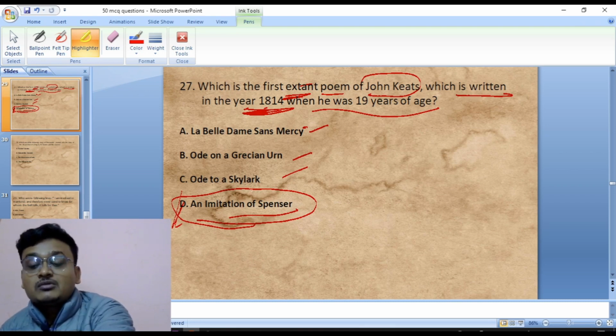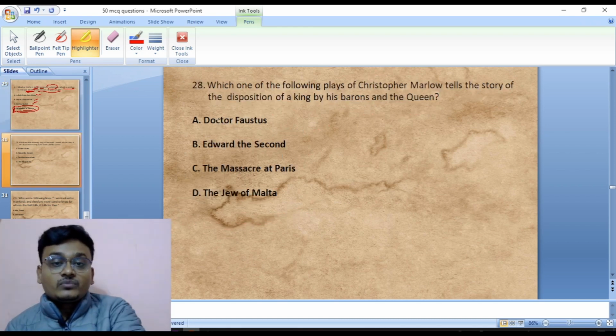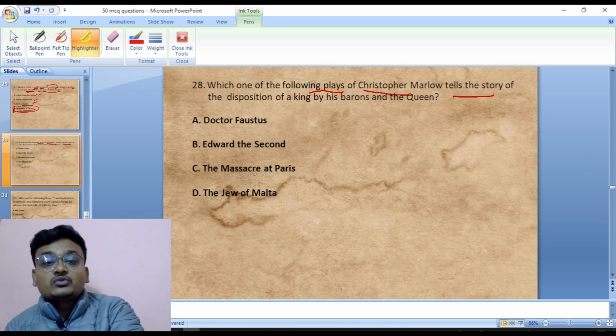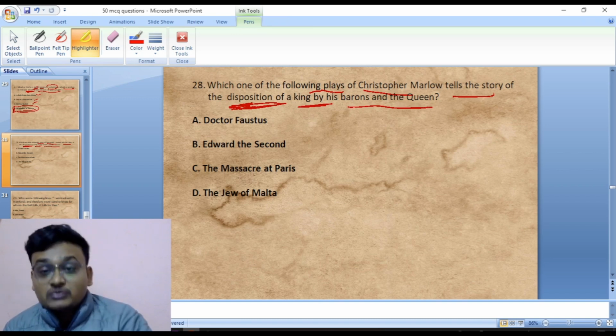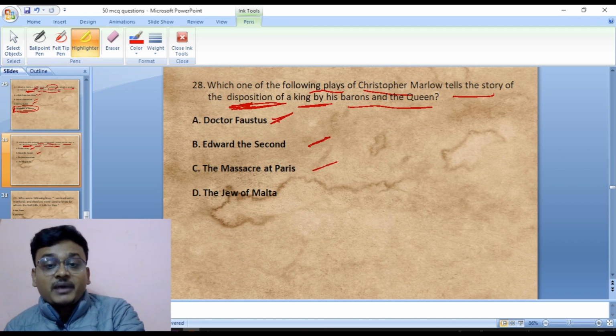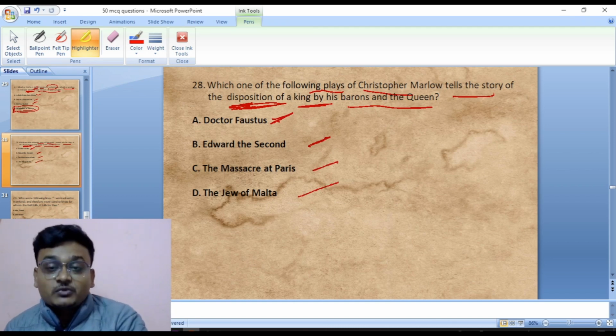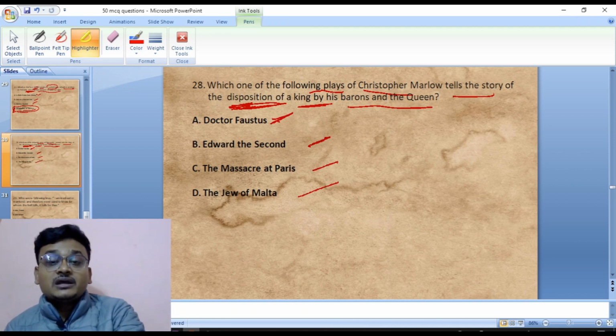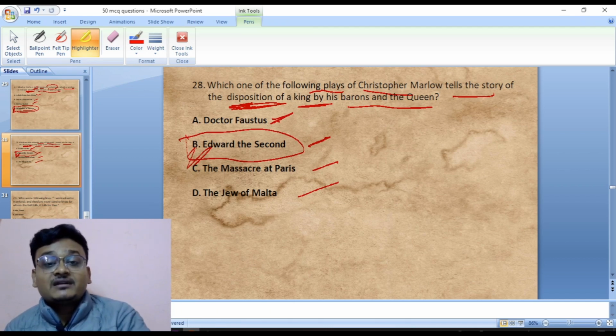Okay, now move to question number 28. Which one of the following plays of Christopher Marlowe tells the story of the deposition of a king by his barons and the queen? Doctor Faustus, Edward II, The Massacre at Paris, or The Jew of Malta. The deposition of a king by his barons and the queen is about Edward II. So option B is the right answer here.